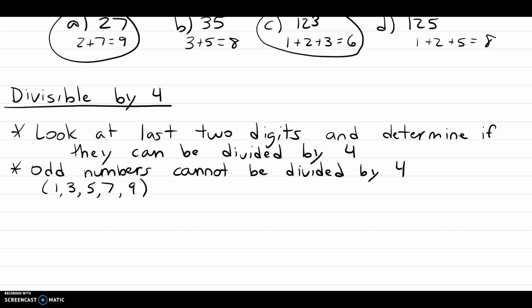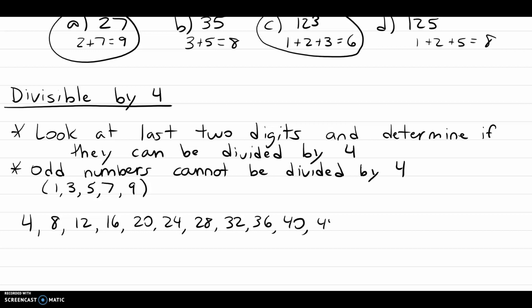So our multiples of 4, again, we've got 4, 8, 12, 16, 20, 24, 28, 32, 36, 40, 44, 48, 52, 56, 60, and then it just keeps going on, right? You just keep adding 4. So if the last 2 digits of your number are any of these numbers, you can divide that number by 4.